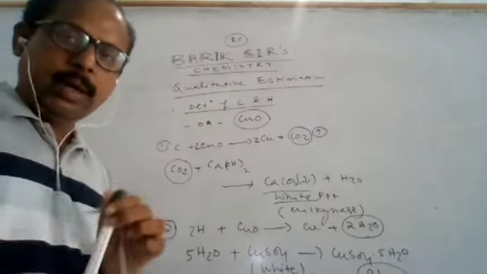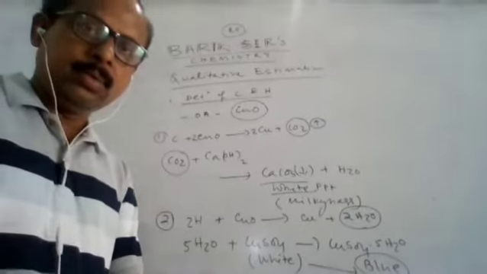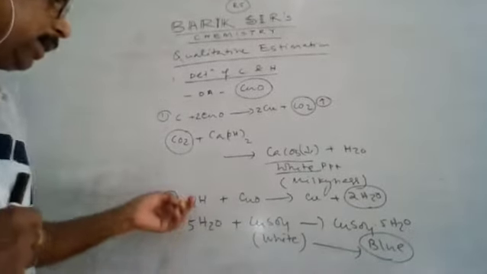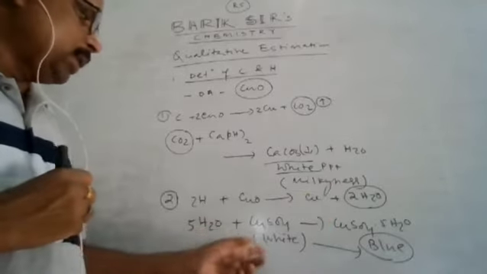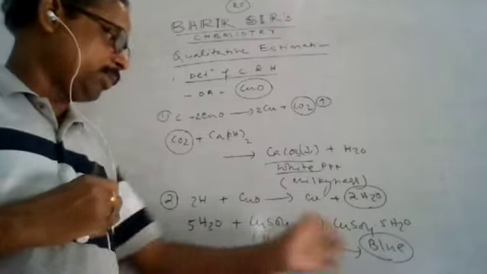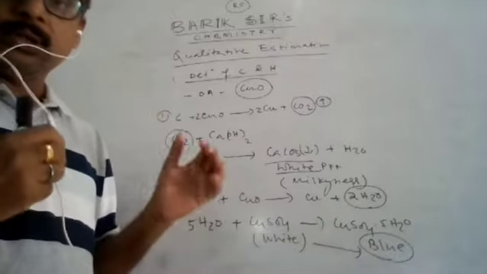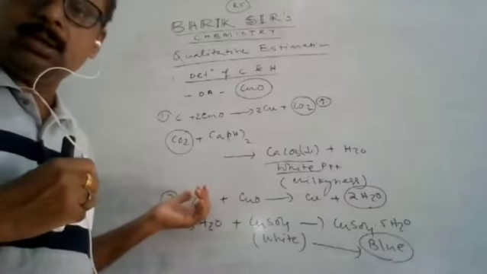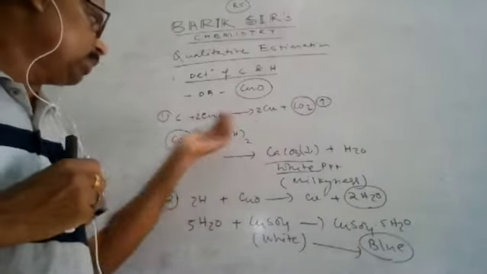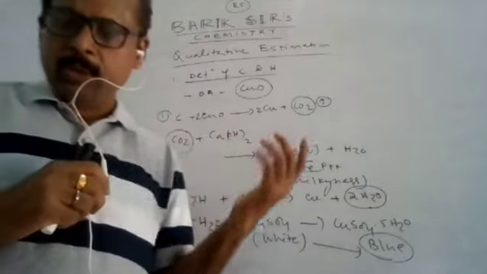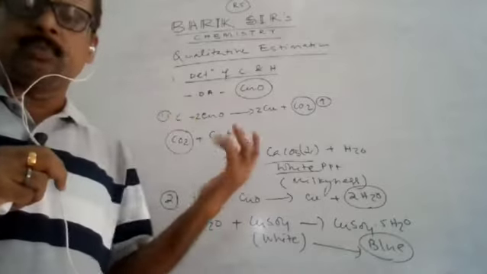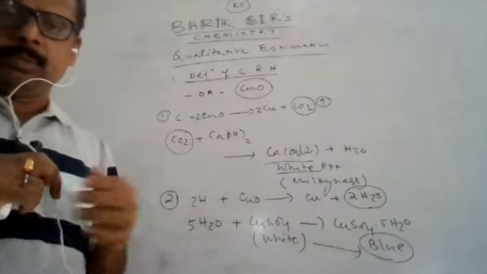The conversion of white to blue is the test for water. Normally, water is detected by the white copper sulfate converting to blue copper sulfate 5H2O. That is the detection of hydrogen, since the presence of water indicates that hydrogen is present in the compound. The formation of carbon dioxide indicates the presence of carbon. So that is the detection of carbon and hydrogen.